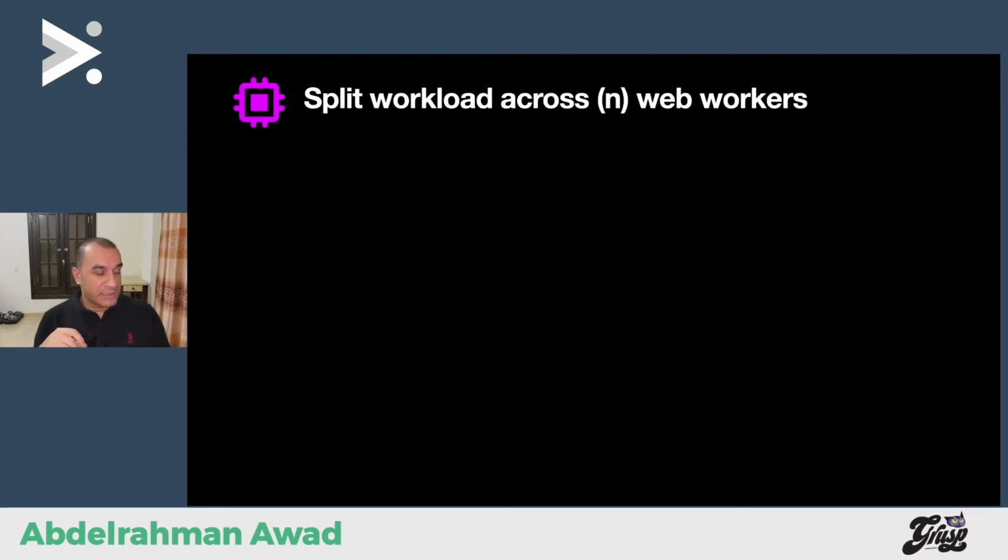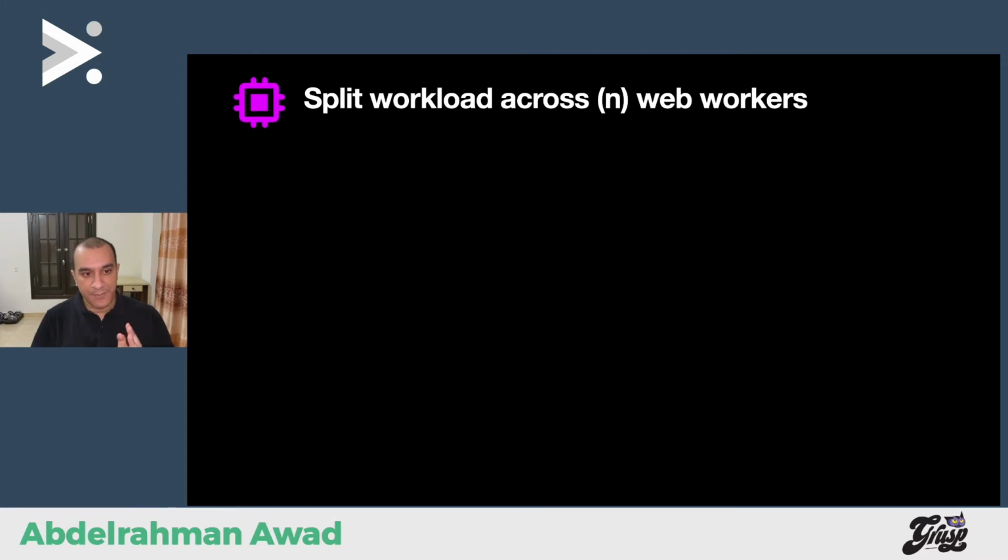Another exciting example is that we can split the workload across some number of web workers. JavaScript in general is single-threaded, and while we have asynchronous APIs that we usually invoke, like fetch, maybe setTimeout and promises, they are still being executed on a single thread. So we are not doing true concurrency here. True concurrency in JavaScript or in the browser can be done using web workers.